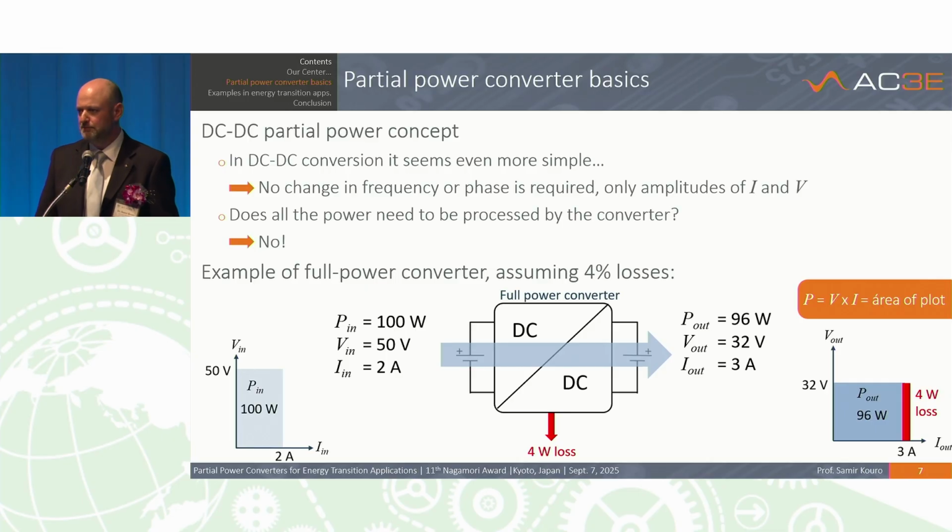In this case, I'm showing a small example on how the full power converter works by showing just the area of power conversion. So power is just voltage times current. And in this case, you can see here an area of 100 watts where you have 50 volts and 2 amps. That gives you the 100 watts. And if you want to convert this, let's say, for a 32 volt output, then you would have this different shape and form. And we just assume for this example that we will have 4% losses.